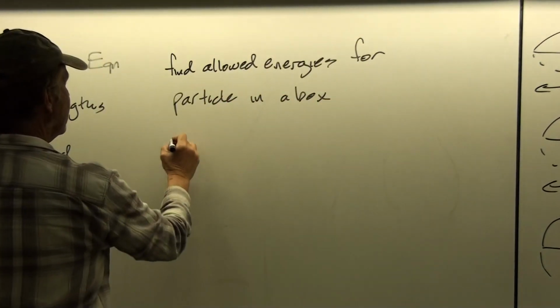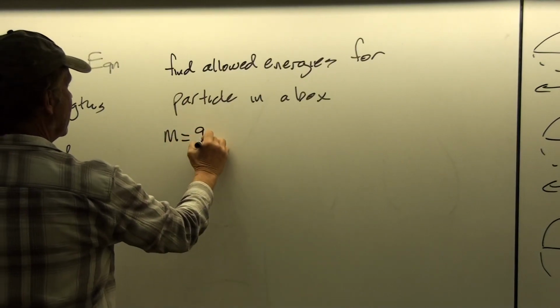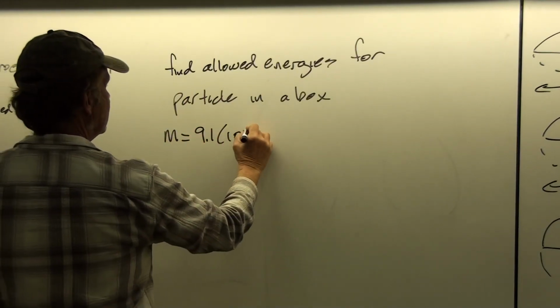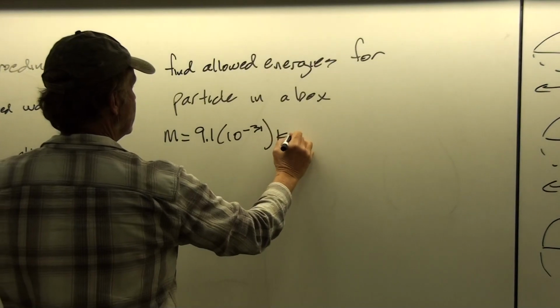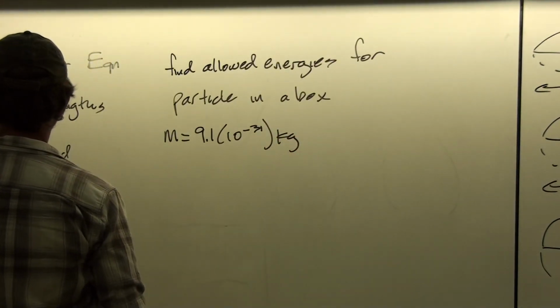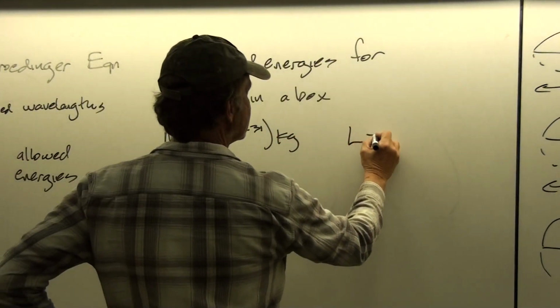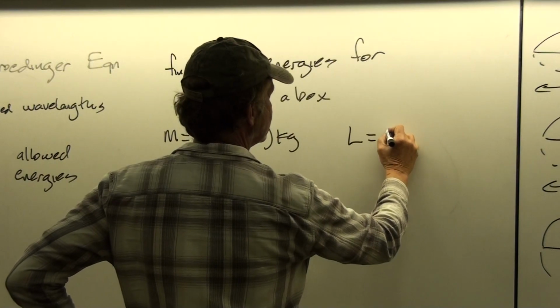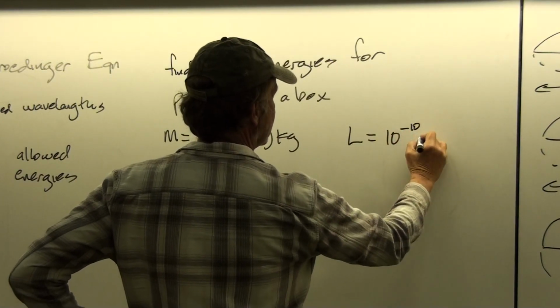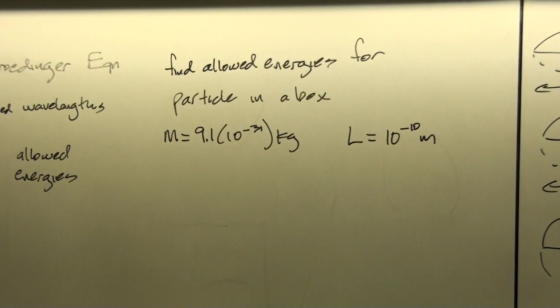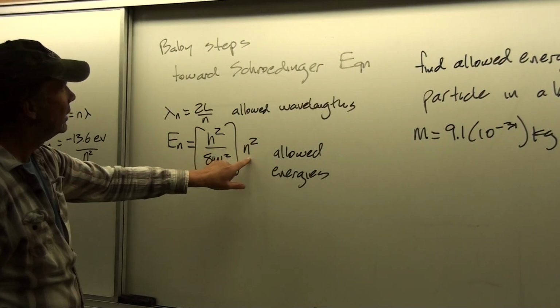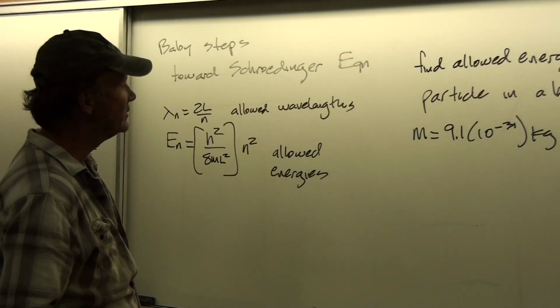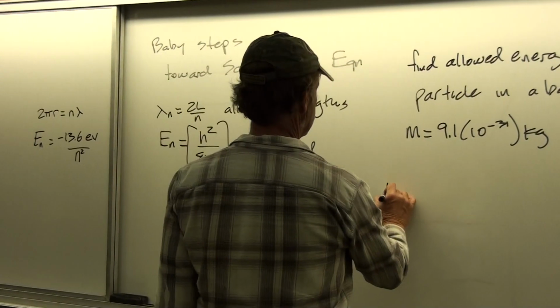If the particle is an electron, m equals 9.1 times 10 to the minus 31 kilograms, and the length, let's say, is about an angstrom, 10 to the minus 10 meters. Okay, so we could do that then by noticing here that this is just a constant multiplied by n squared. And so let's find out what that constant is.